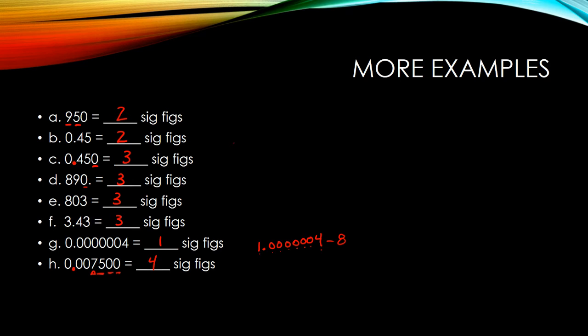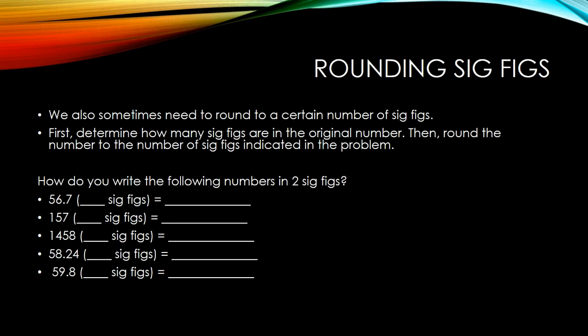All right. So now that we've talked about sig figs, let's talk a little bit about one more idea, and that's the idea of rounding to significant figures. Now, a lot of times we have to round to a certain number of significant figures at the end of a calculation. And so the idea is first you need to determine how many sig figs are in the original number, then round that number to the correct number of sig figs. So our question here is, how do you write the following numbers with 2 sig figs?